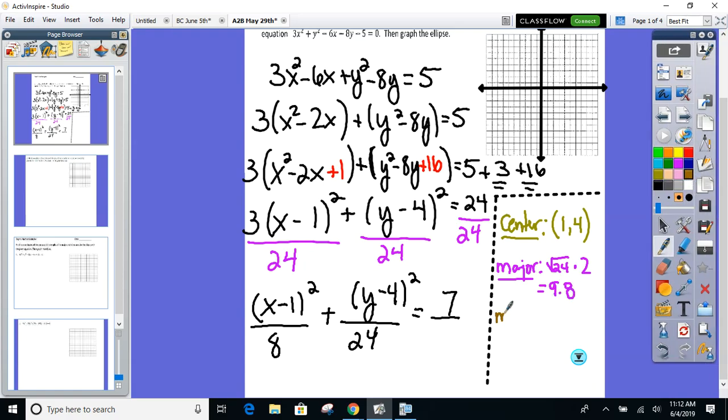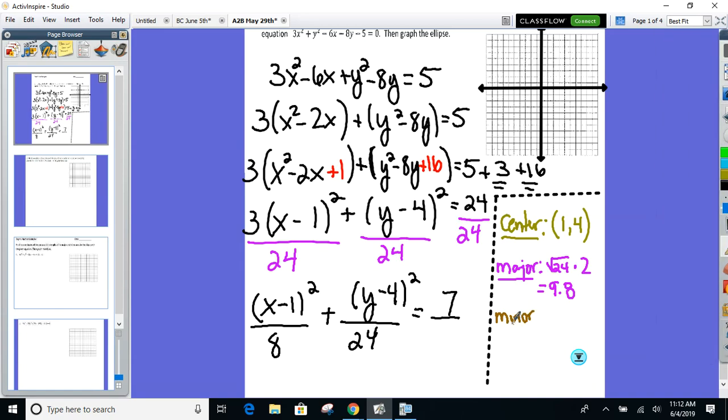And then go ahead with the minor. Minor axis. What are you going to take the square root of now? Take the square root of 8 times 2. 5.7.